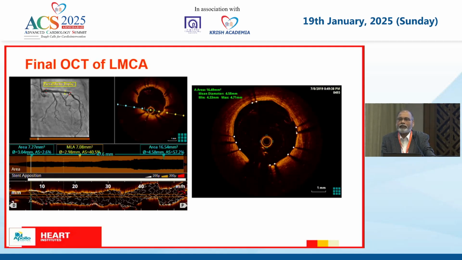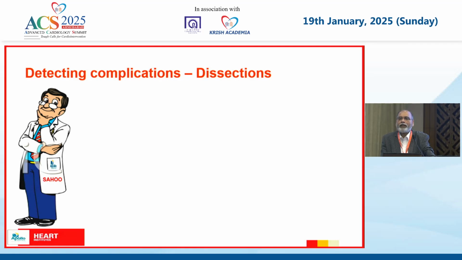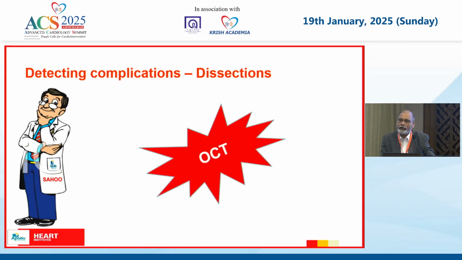the patient became asymptomatic and finally did well. For detecting complications like dissections, definitely OCT is better, but be careful, because if you have a 60 megahertz IVUS, you can use it if you don't want to use contrast or you don't want to give forceful injections. So definitely you have to make a choice between the two.